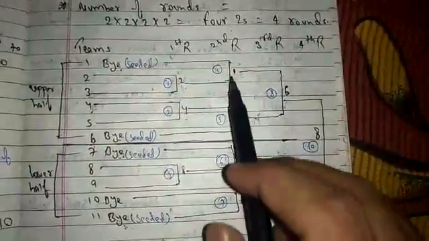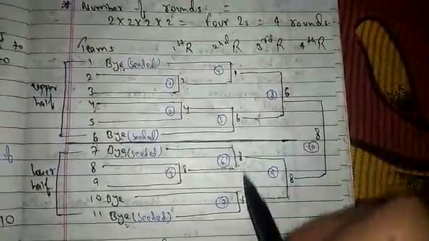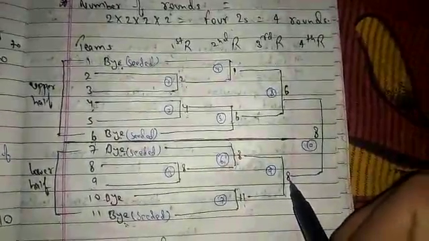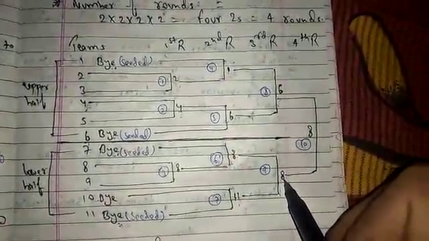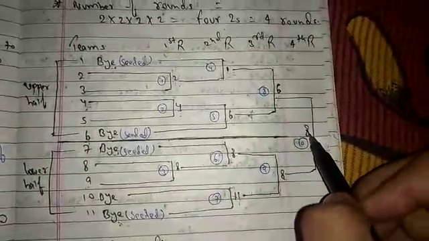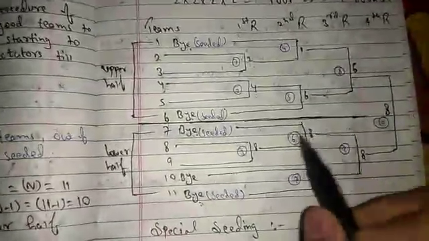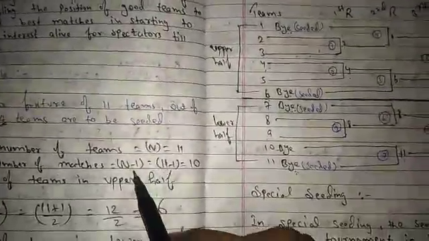Comes the third round. 1 will play against 6, 6 is declared as a winner. 8 will play against 11, 8 is declared as a winner. Then fourth round, 6 will play against 8, we have declared 8 as the final winner. Total number of matches, formula is n minus 1, that is 11 minus 1, 10. 10 matches will be played.